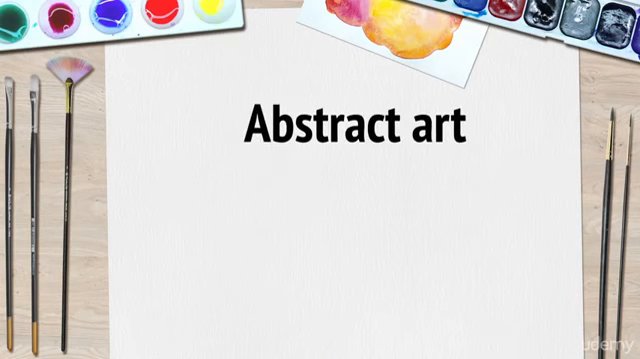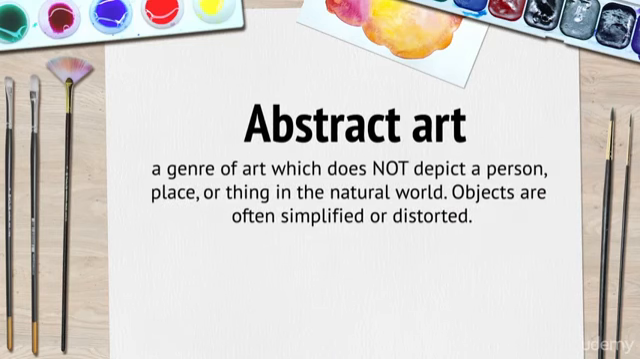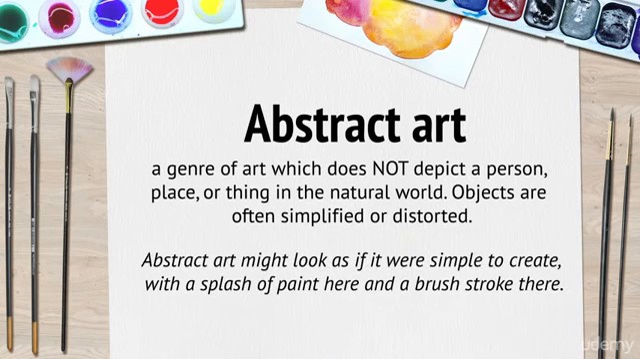Abstract art is a genre of art which does not depict a person, place, or thing in the natural world. Objects are often simplified or distorted. Example: abstract art might look as if it were simple to create, with a splash of paint here and a brush stroke there.